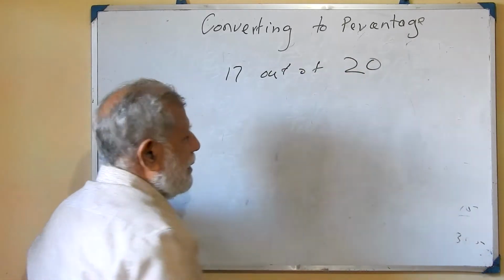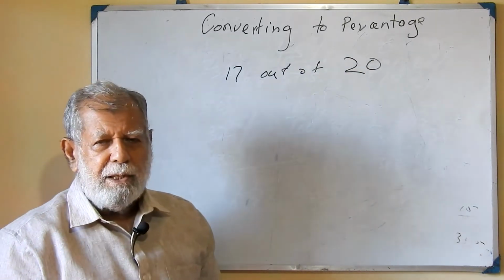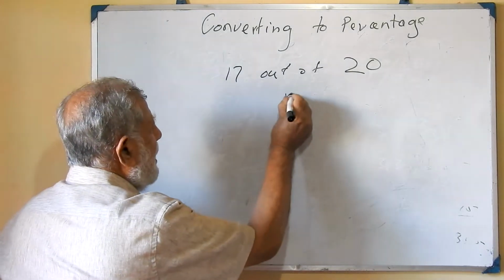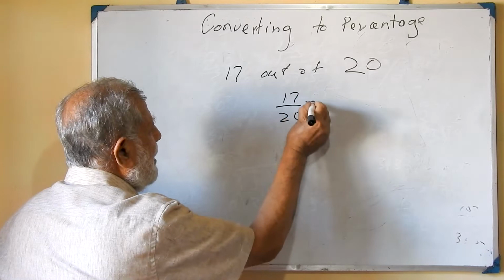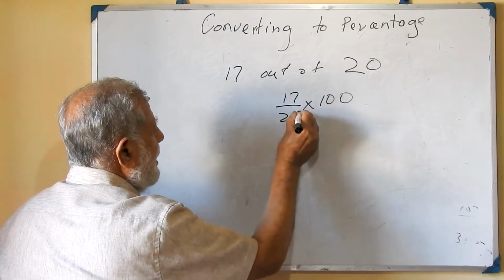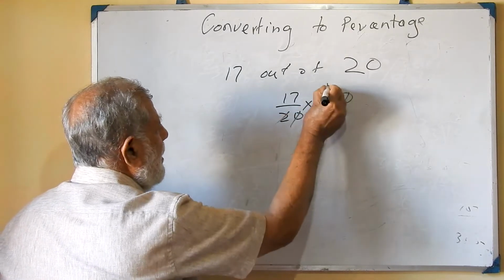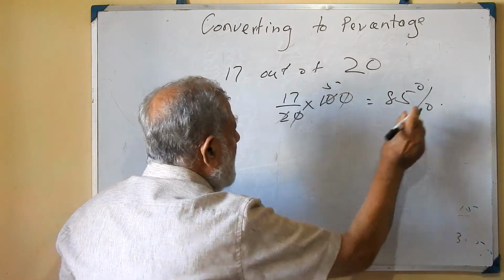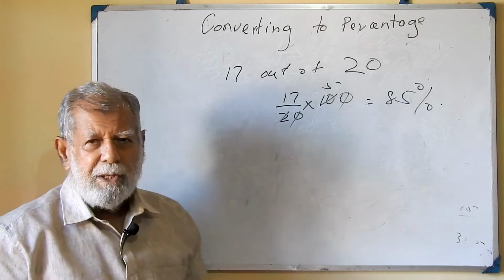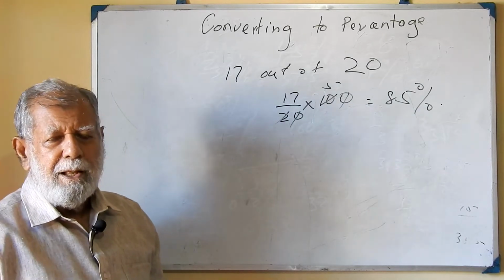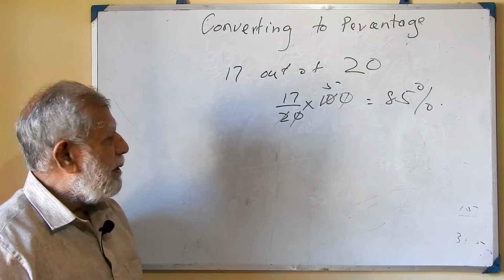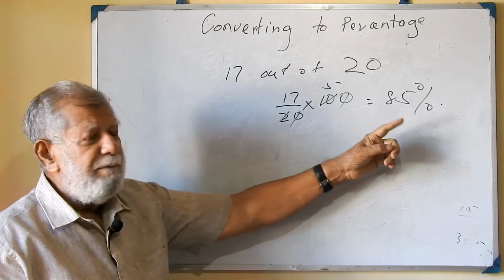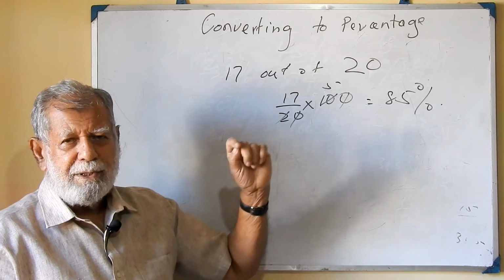If you want to ask what percentage is present, we write down 17 upon 20 into 100. So here 5, that is equal to 85. So 85% is present. In a class of 20, if 17 children are present, if you convert that to percentage, it becomes 17 upon 20 into 100. So we say 85% have been present.